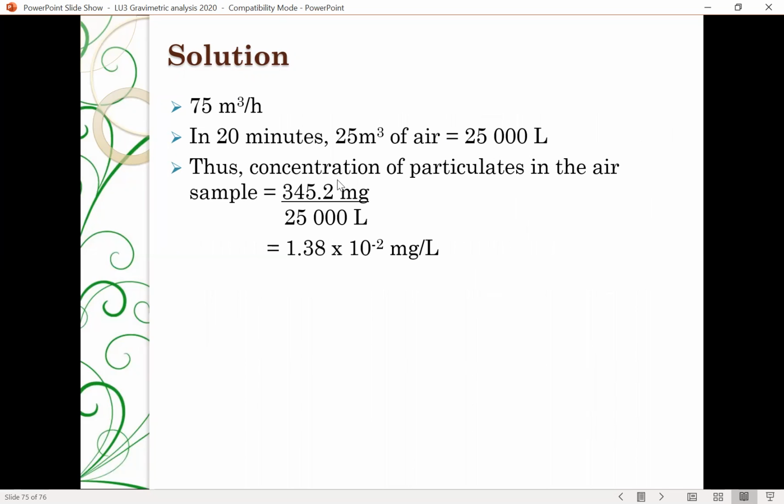Okay, so the concentration of the particulates in the air sample is the mass increase of your glass fiber filter just now, the increase in mass. So this is your mass of analyte, and this is the volume of your sample taken within 20 minutes, which is 25,000 liter. So this is your answer.